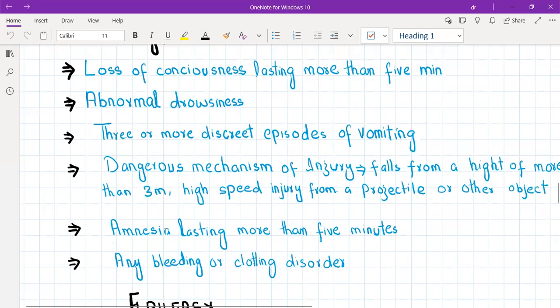Like a vehicle hitting a pedestrian or a cyclist. Amnesia lasting more than 5 minutes. In adults, it was 30 minutes, but in kids, it's 5 minutes. Any bleeding or clotting disorders.